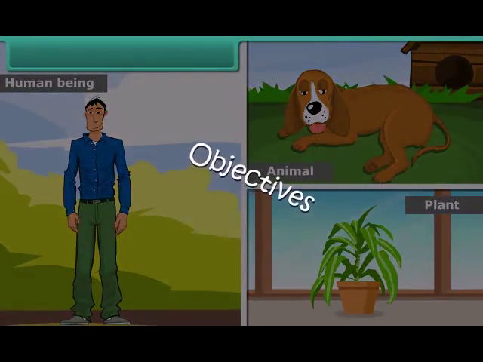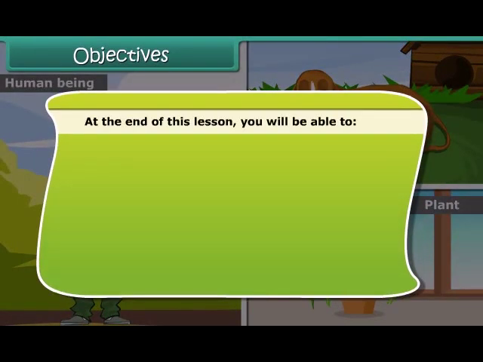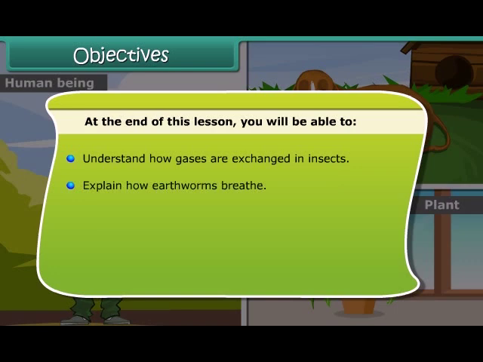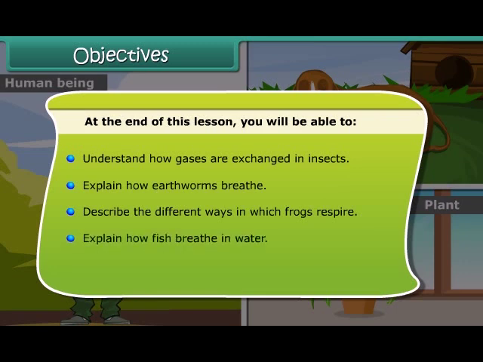Objectives. At the end of this lesson, you'll be able to understand how gases are exchanged in insects, explain how earthworms breathe, describe the different ways in which frogs respire, explain how fish breathe in water, explain the breathing process in plants.